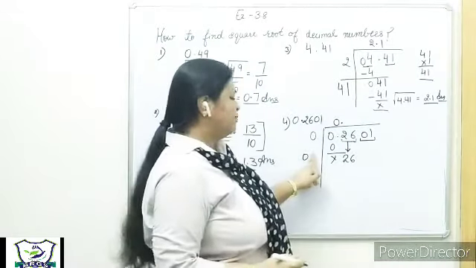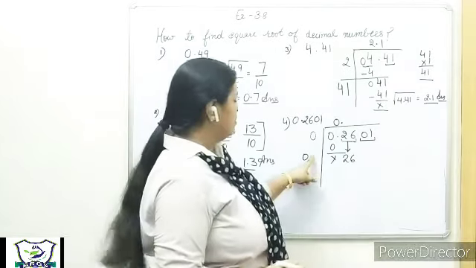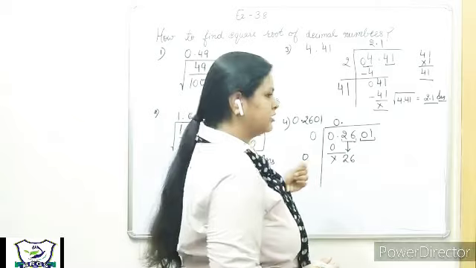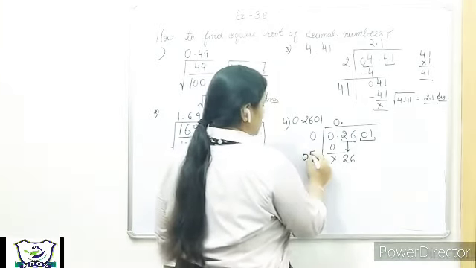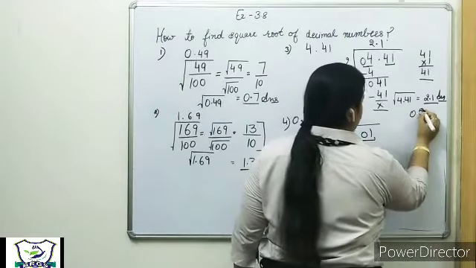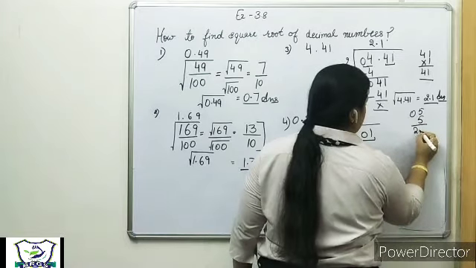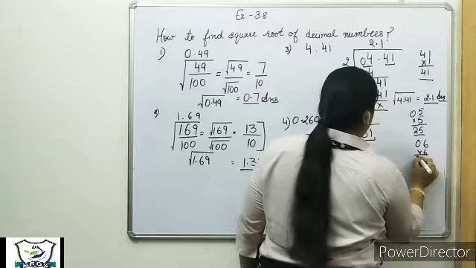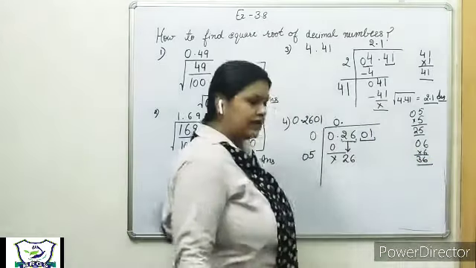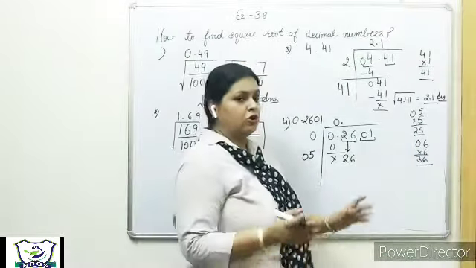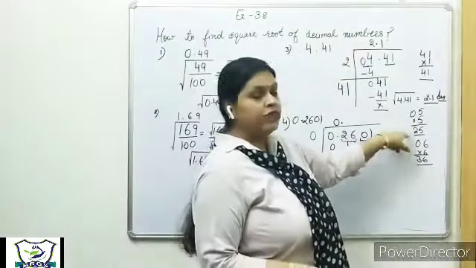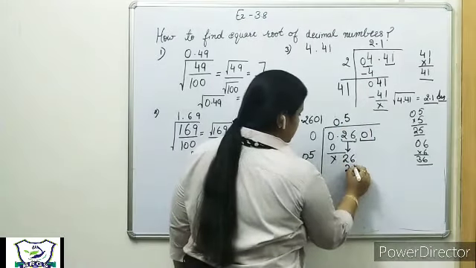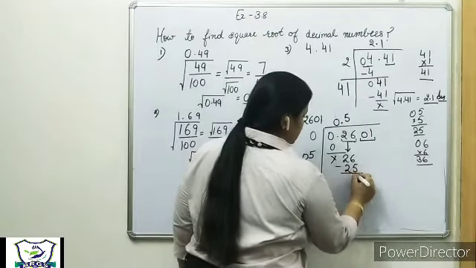Thereafter we have to put a number with 0 so that the multiplication is either 26 or less than 26. So here it will go for 5, because 5 into 5 is 25, and if we go for 6 then it will be 36, and 36 is greater than 26. We will not be able to subtract, so we will go for 25. Here it is 25. 26 minus 25 is 1.